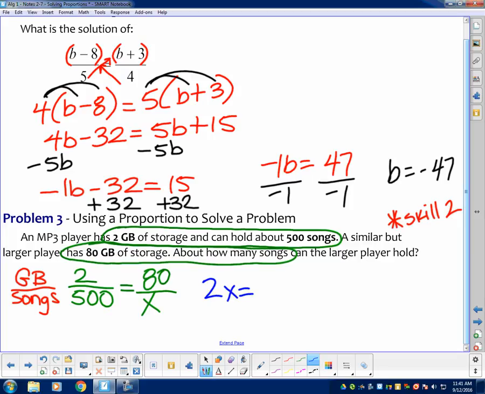What's 500 times 80? How do we figure that out easily, Titan? You just do 8 times 5, which is 40, and then you just add the 3 zeros. Good, thank you. And the last step to solve, divide by 2.